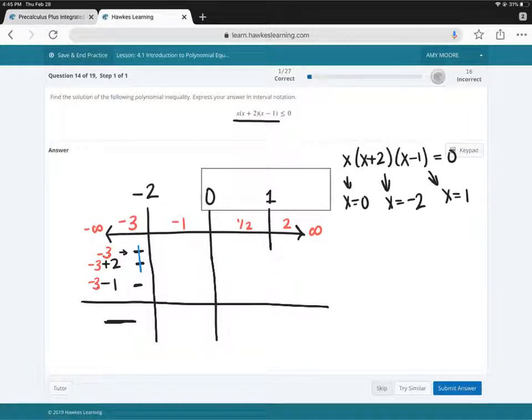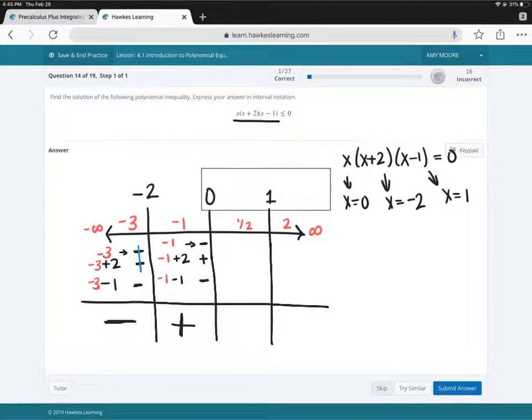Okay, so I'm going to do the same thing with negative 1. I'm going to plug in negative 1 everywhere I saw an x. So the first one is negative 1, and then I have negative 1 plus 2, and then I have negative 1 minus 1. So I need my signs coming out. Well, that's negative. Negative 1 plus 2 gives me positive. Negative 1 minus 1 gives me negative 2, so negative. So a negative times a positive times a negative is going to give me a positive.